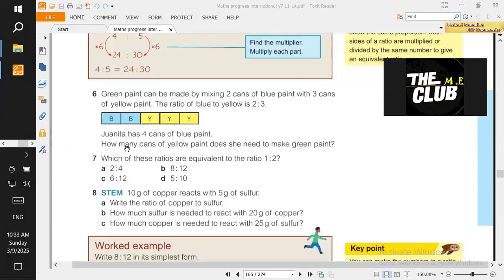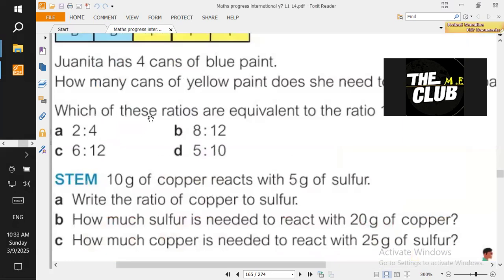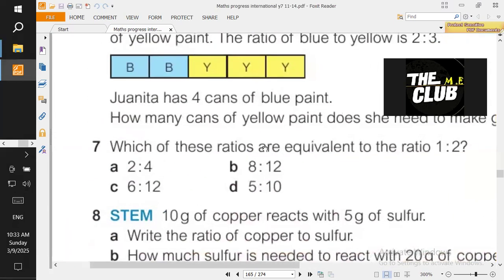Now, for example, let's take one of the questions. Which of these ratios are equivalent to the ratio 1 to 2? Okay, it means we have to simplify them and then say if it gives me 1 to 2. So let's talk about the first one. When we simplify, we divide both of them by the same number. Divide by 2, divide by 2. So divided by 2 is going to be 1, divided by 2 is going to be 2. So the answer will be 1 to 2. So the first ratio is good.